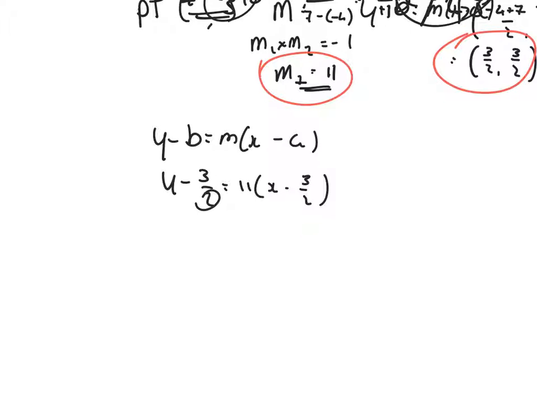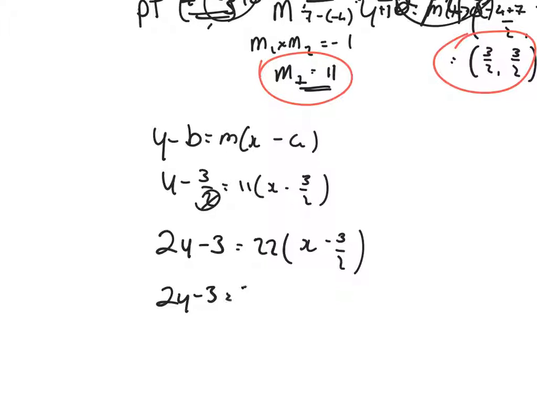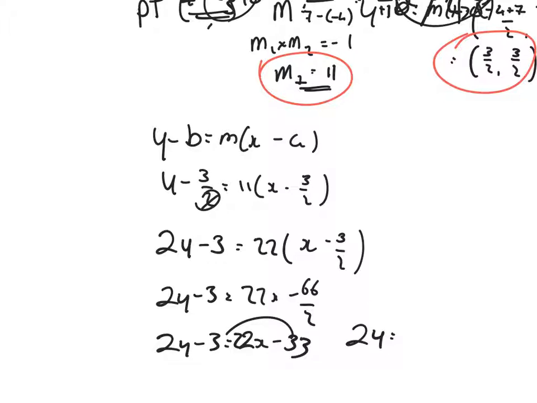Let's eliminate the denominator of 2 by multiplying it through by 2. So that will be 2y minus 3 is equal to 22 lots of (x minus 3 over 2). That's 2y minus 3 is equal to 22x minus 66 over 2. 2y minus 3 is equal to 22x minus 33. Put the minus 3 across and change its sign, and that will be 2y equals 22x minus 30.